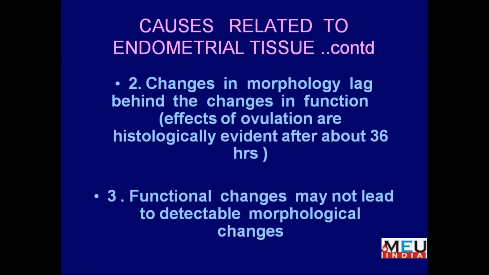Now sometimes the endometrial tissue may show changes in morphology which lag behind the changes in function. For example, the effects of ovulation are histologically evident only after 36 hours. So if on ultrasound you feel that ovulation has already taken place, or some other tests, Fern tests, etc. have been done, the effects of ovulation are histologically evident only after 36 hours, or functional changes may not lead to detectable morphological changes. That is also sometimes seen, so we should correlate with other findings.